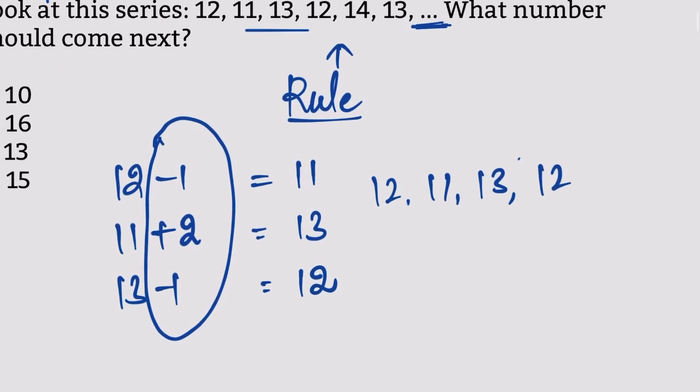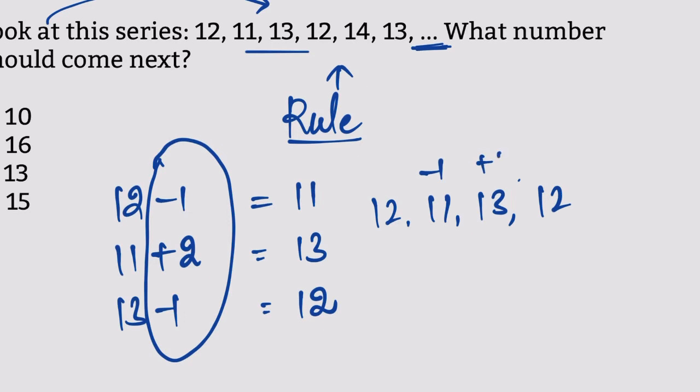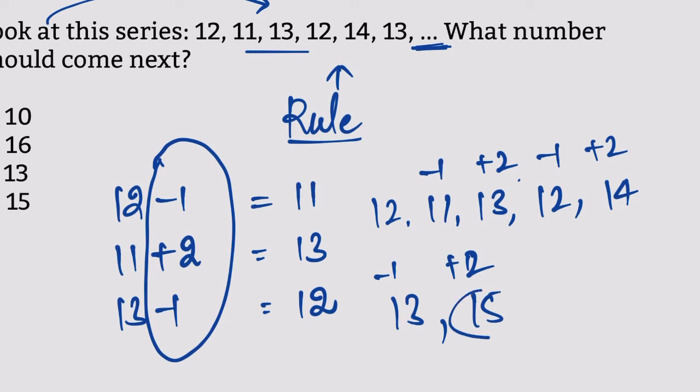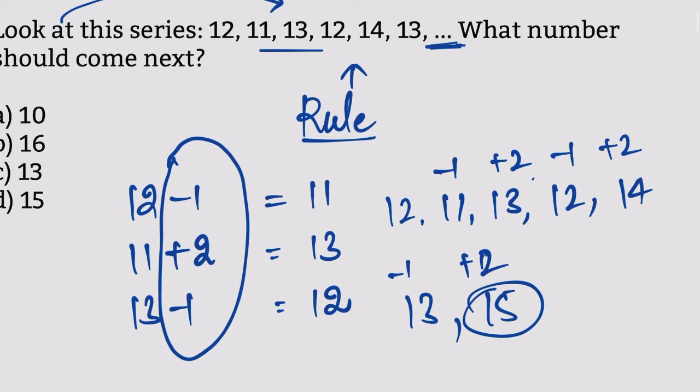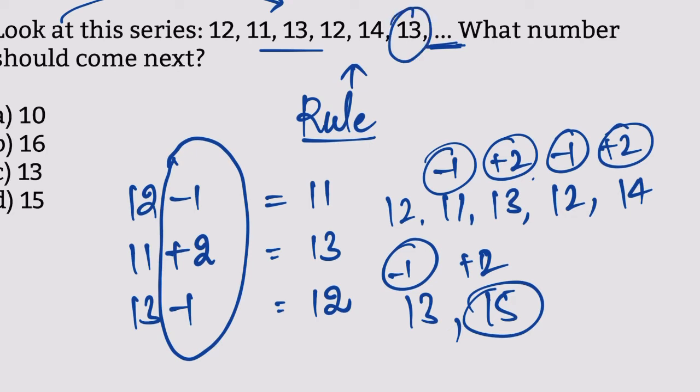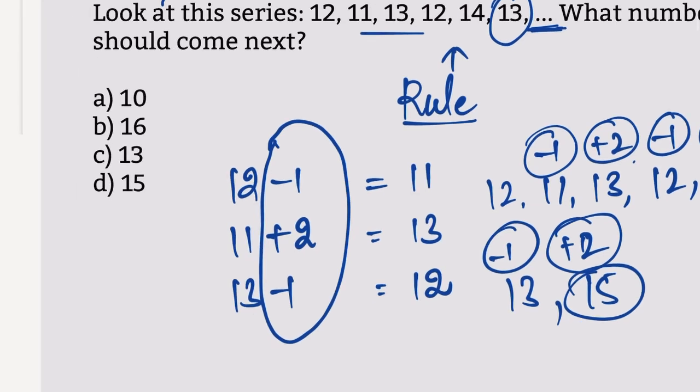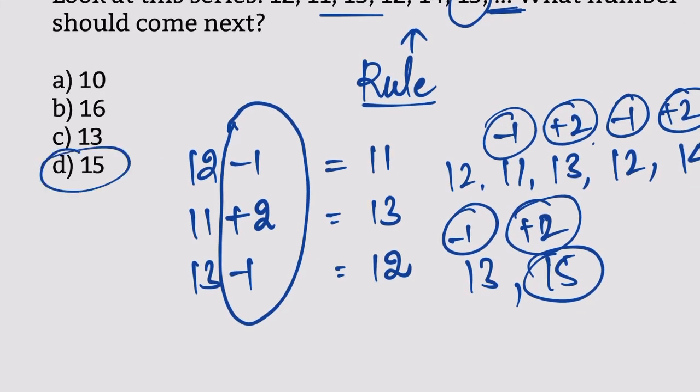This is -1, plus 2, -1, then again plus 2 would be 14, then 14 minus 1 will be 13, this is -1, then plus 2 once again, which will lead us to 15. So which is the right answer in this case? The right answer would be number 15. So we are alternating between -1, plus 2, -1, plus 2, -1. We stopped at -1 here, that is 13. So then all we have to do is add 2 more. So you will end up with option D, that is 15.